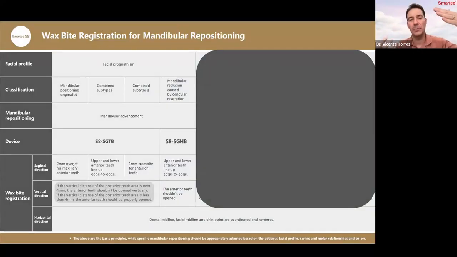In class 2 division 0, for me, class 2 division 0 is when you have the ideal inclination, or the incisors are straight with the skeletal bone. So in that kind of case, you can make this edge-to-edge contact for the wax registration.